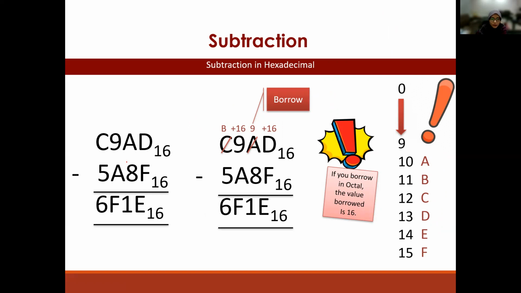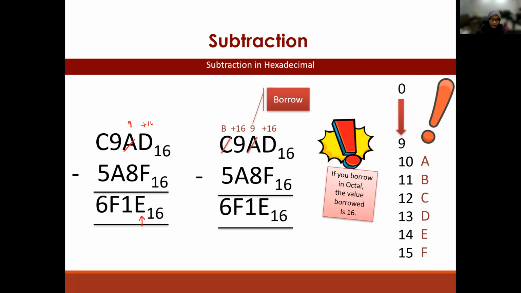All right, so for example, if you have C9AD minus 5AAF. So we know that D is smaller than F. Okay, the value of D is smaller than F. So we need to borrow. So what we left here is 9. Okay. So D is 13. So 13 plus 16 is actually equal to 29. So 29 minus F. F is equal to 15. So 29 minus F is equal to 14. So 14 is E. That's why you get E here.